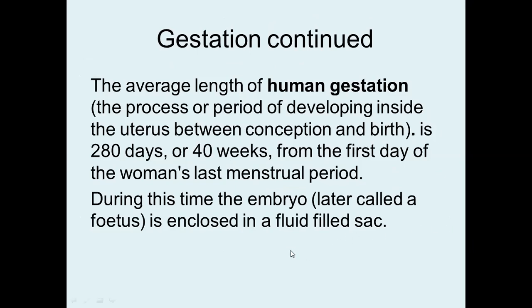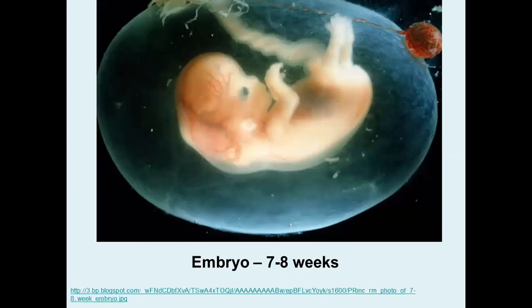So the average length of human gestation, which is the process or period of developing inside the uterus, in other words, between the time of conception and the time of birth, is 280 days or 40 weeks. And it's counted from the first day of the woman's last menstrual period. And during this time, the embryo, later called the fetus, is enclosed in a fluid-filled sac. So enclosed in the amnion, enclosed in the amniotic sac.